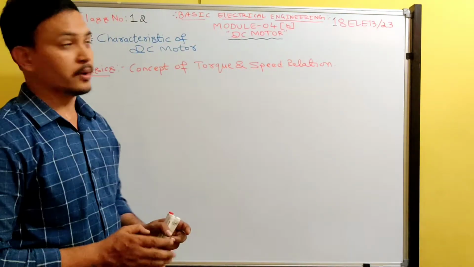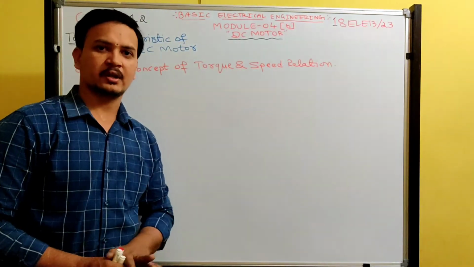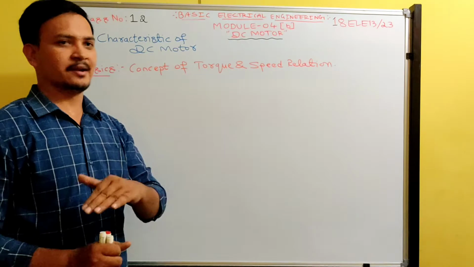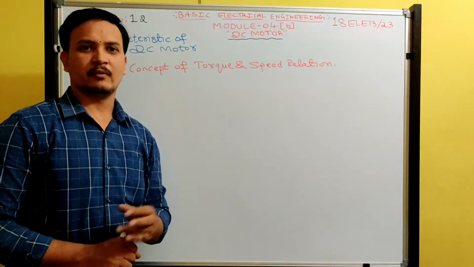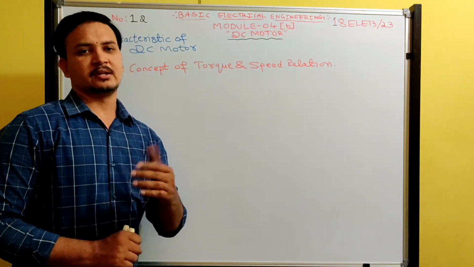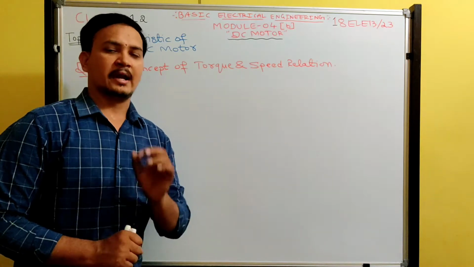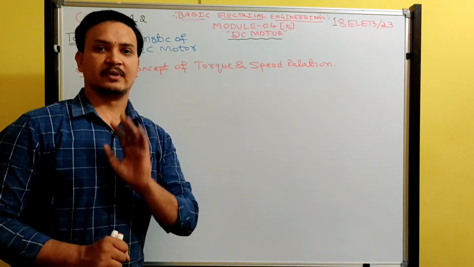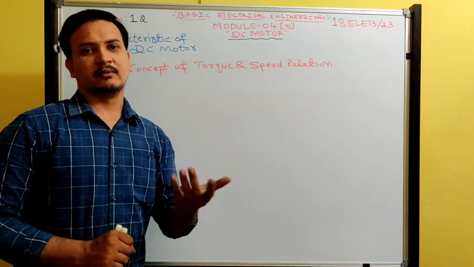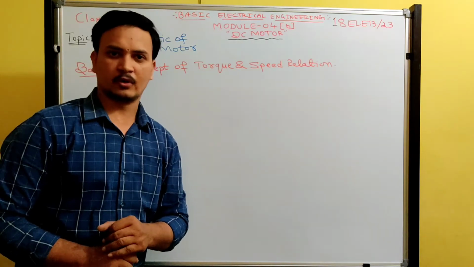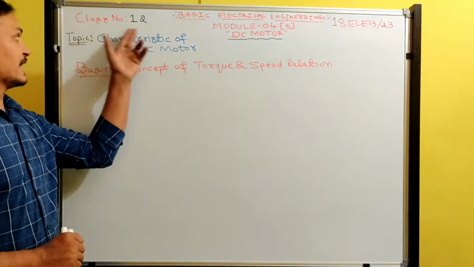So it is Module 4, second part, DC motor. We are almost at the end of Module 4. Only two topics left: characteristics of DC motors and application of DC motors. After that, we can solve problems on DC motors. So it is class number 12.